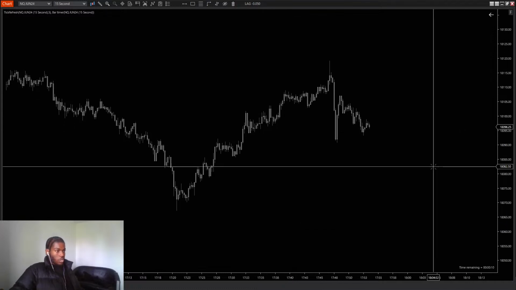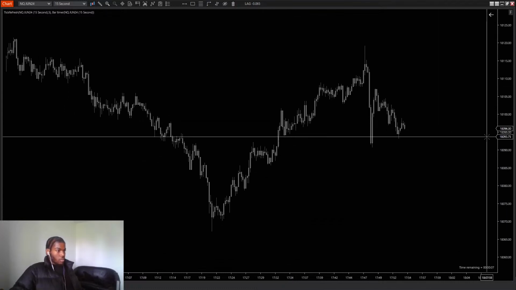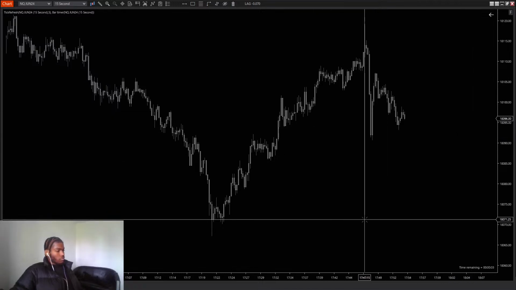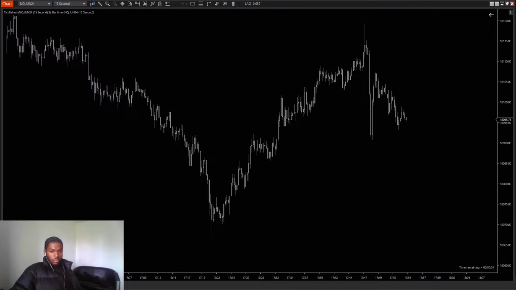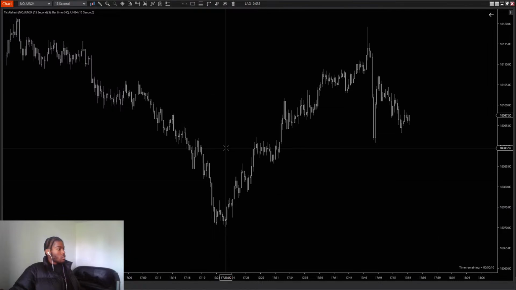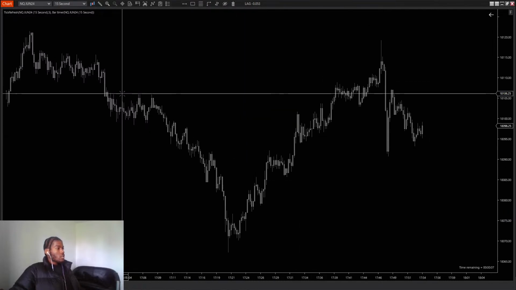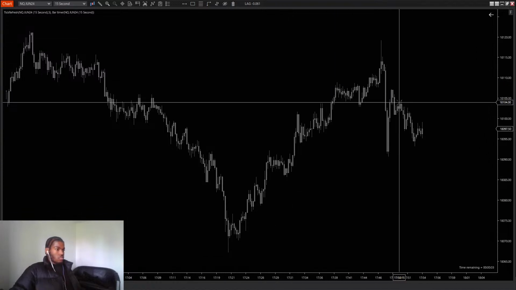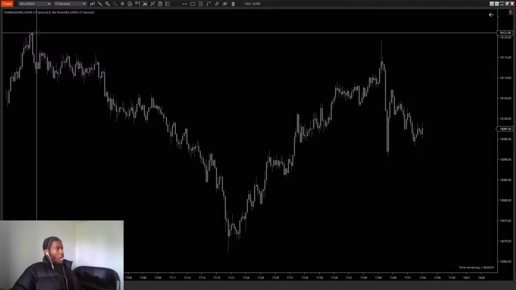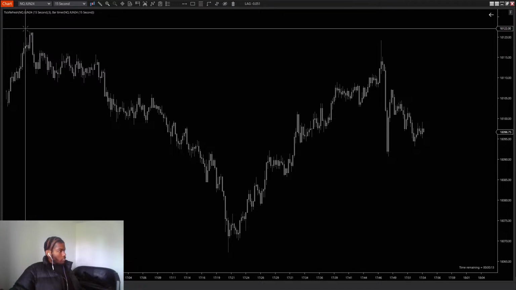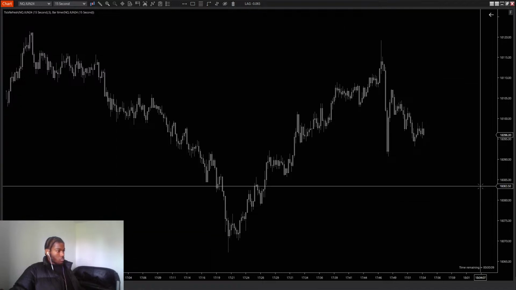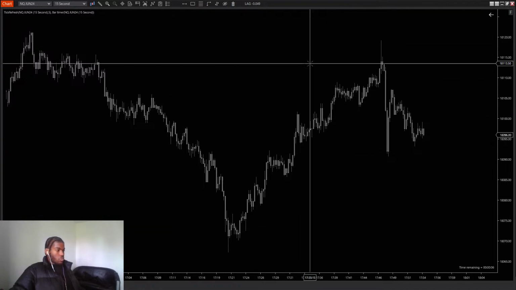Let's say you just hopped on the chart right now, and your chart looks like this. You can see the candlesticks, you can see the wicks. I recommend that you don't start this way. Just follow my process, yeah?